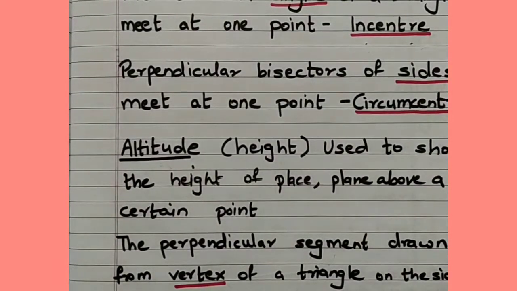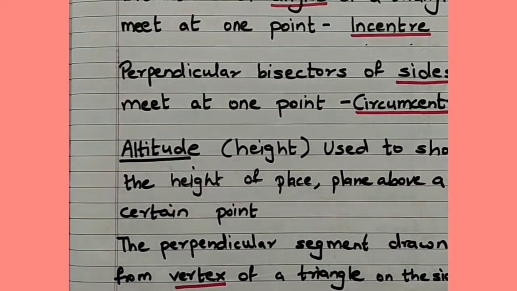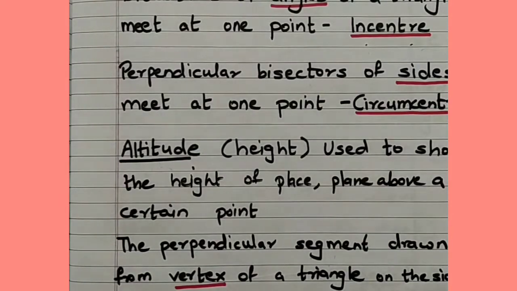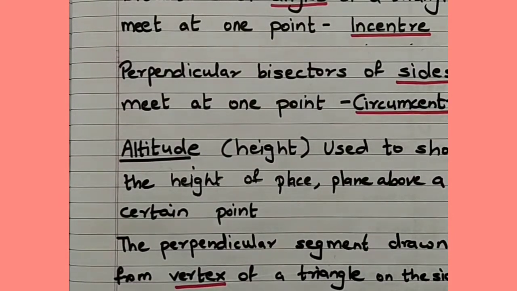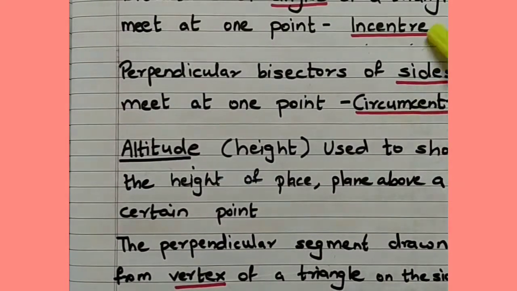And these perpendicular bisectors also meet at one point inside the triangle. Like the angle bisectors meet at a point which is known as the incenter, the perpendicular bisectors of sides also meet inside the triangle, and that point is known as the circumcenter. So these two things we have studied last year.